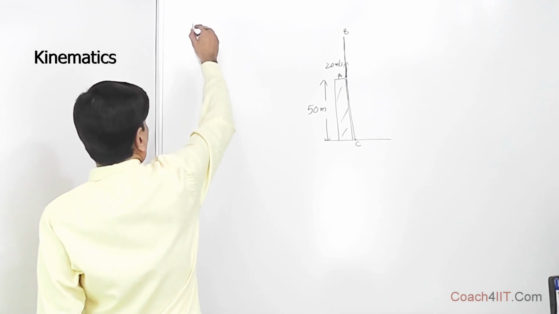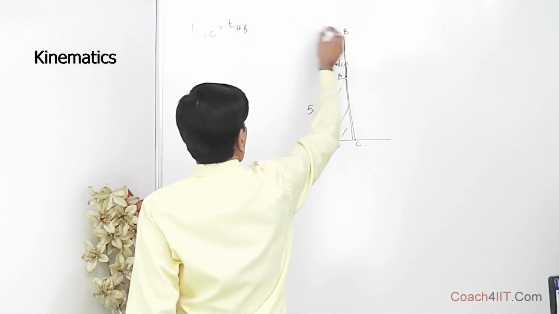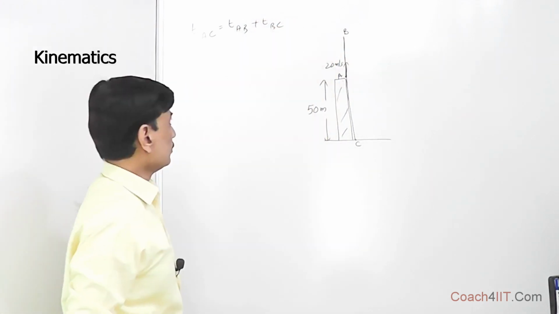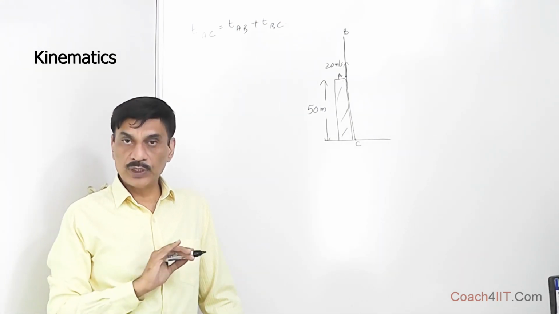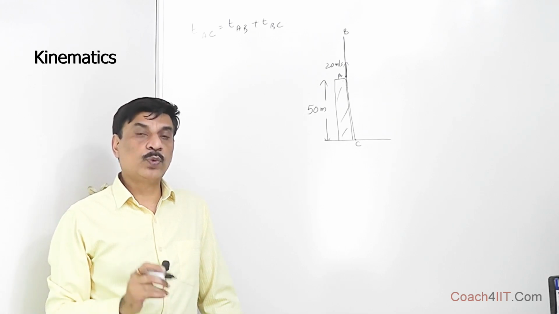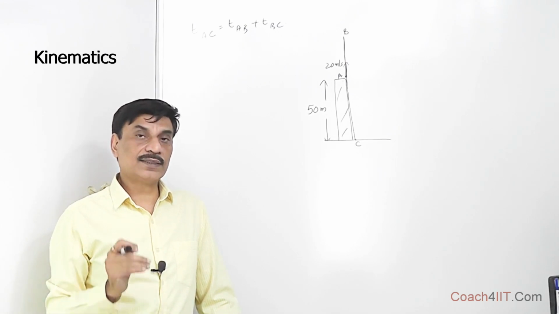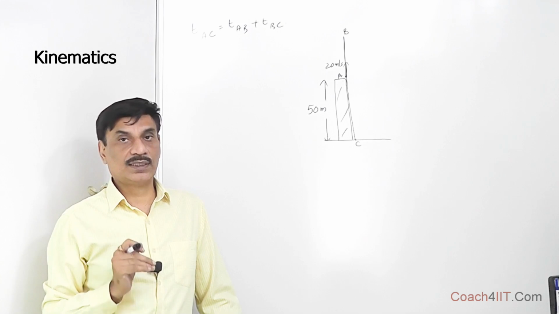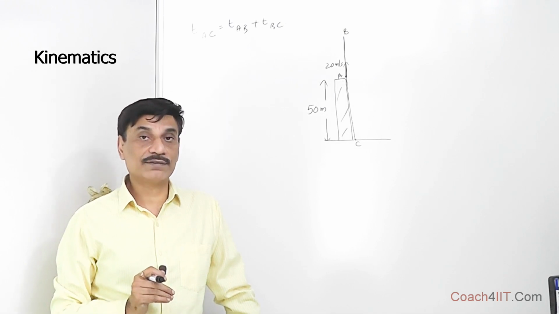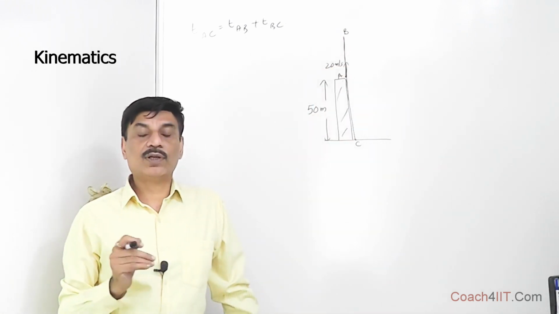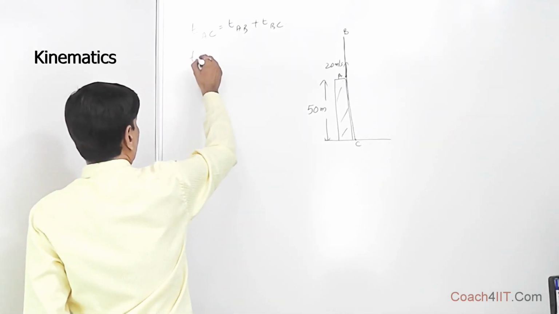That is, total time of flight from A to C is equal to time from A to B plus time from B to C. So this is the total time. One way is we can solve this question without using sign convention. That means we take acceleration as positive when the velocity is increasing, and negative when the velocity is reducing. Obviously when it is going up, the velocity is reducing, so acceleration is taken as negative, and when it is coming down, the velocity is increasing, so we take acceleration as positive. So let's find time from A to B.